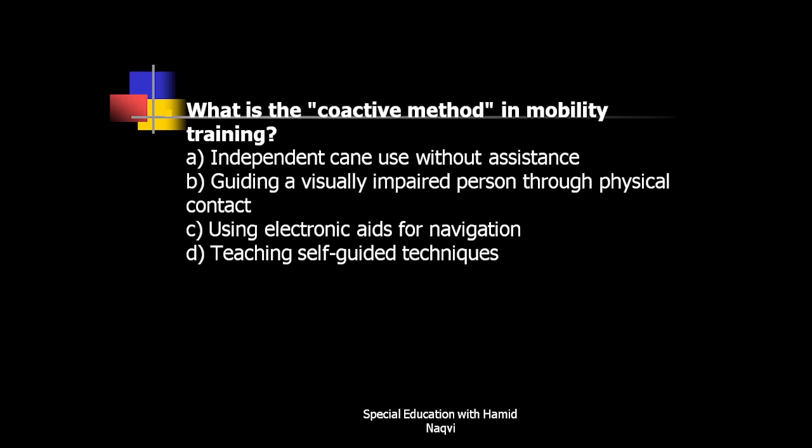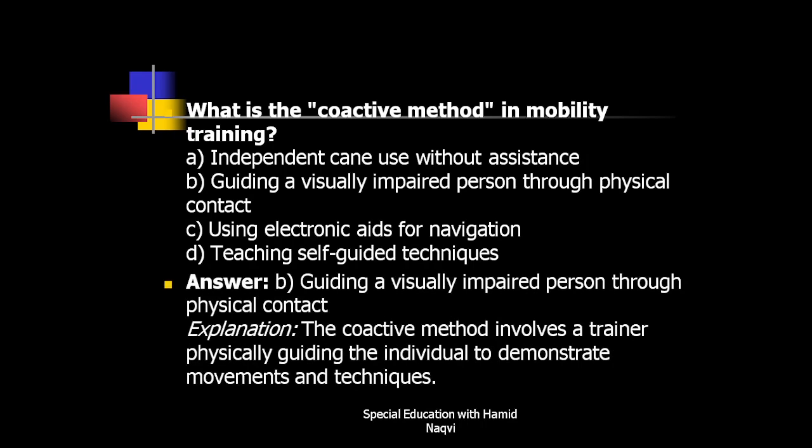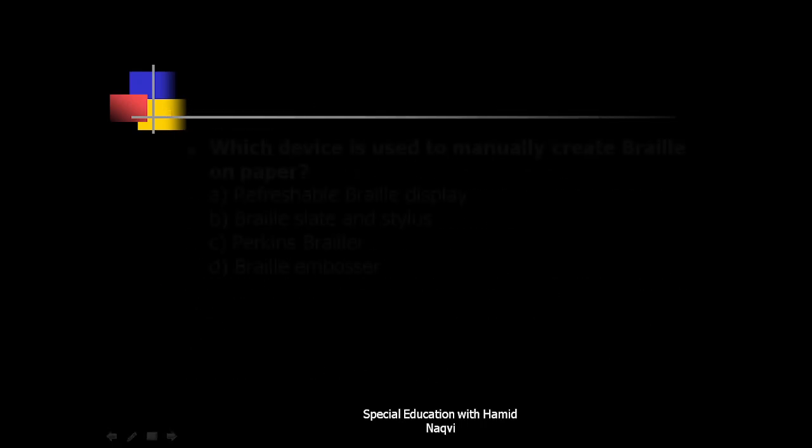What is the coactive method in mobility training? An independent cane used without assistance, guiding a visually impaired person through physical contact, using electronic aids for navigation, teaching self-guided techniques. Answer is guiding a visually impaired person through physical contact. The coactive method involves a trainer physically guiding the individuals to demonstrate movement and techniques.